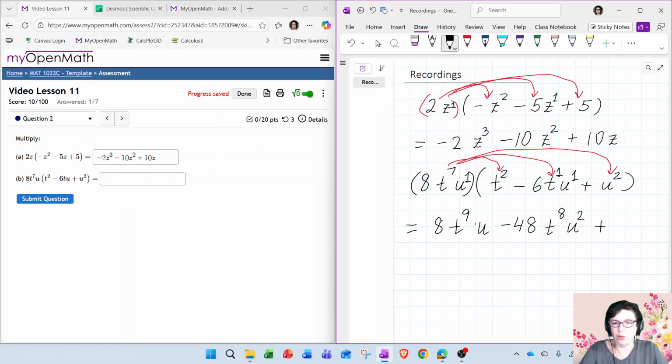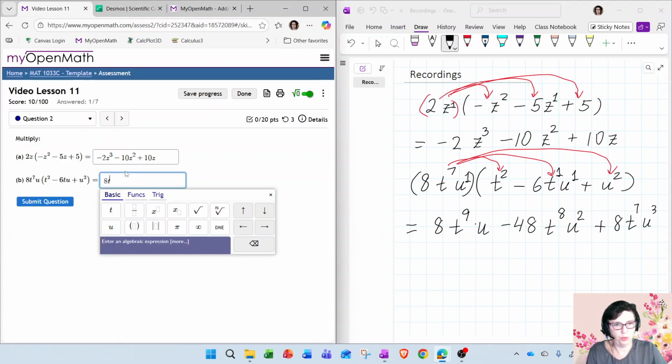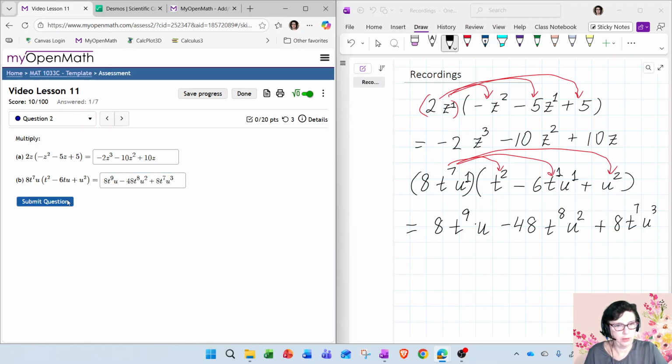Finally, the last term, 8, okay, then t to the power 7 you cannot combine. U to the power 1 multiplied by u to the power 2, you can combine 1 plus 2, which is going to be 3. Okay, now it's time to enter the answer and check to make sure that I didn't mess up anywhere. All right, let's take a look.